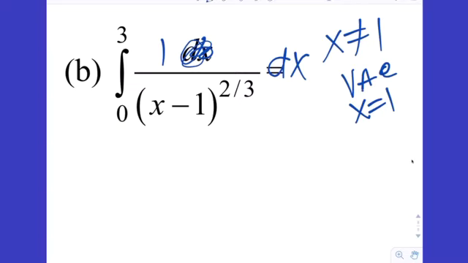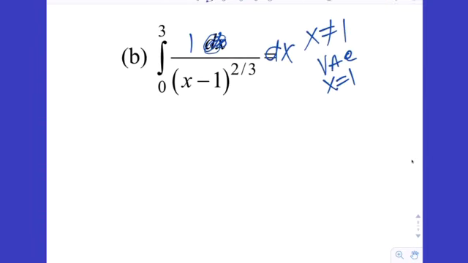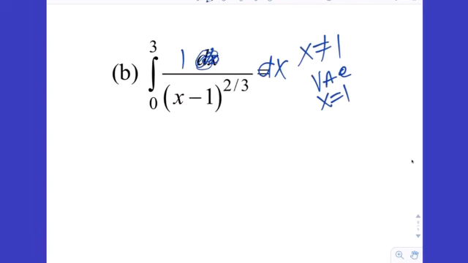We're integrating from 0 to 3. Where does 1 live in relation to 0 to 3? Yeah, in between 0 and 3. So we are integrating through a vertical asymptote. Yeah, we have to split it up. Very good. Now, in this case, we do have to split it up at 1. So a little bit more work.